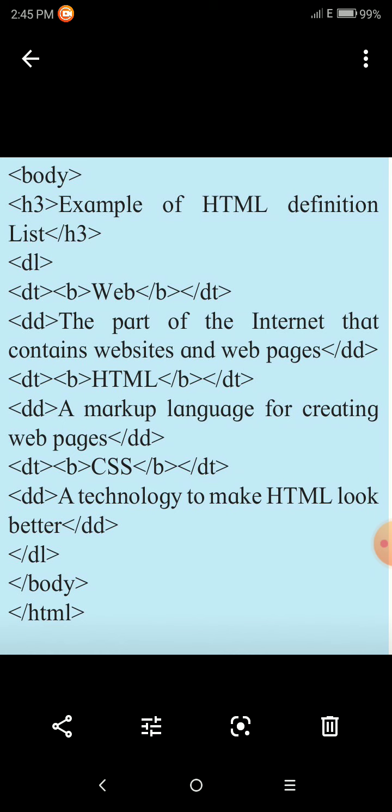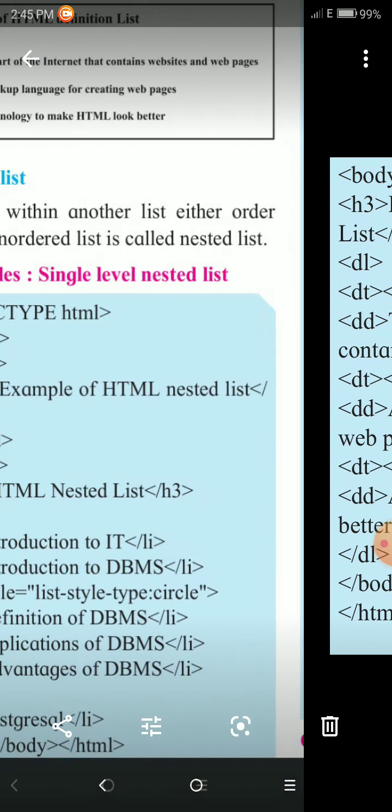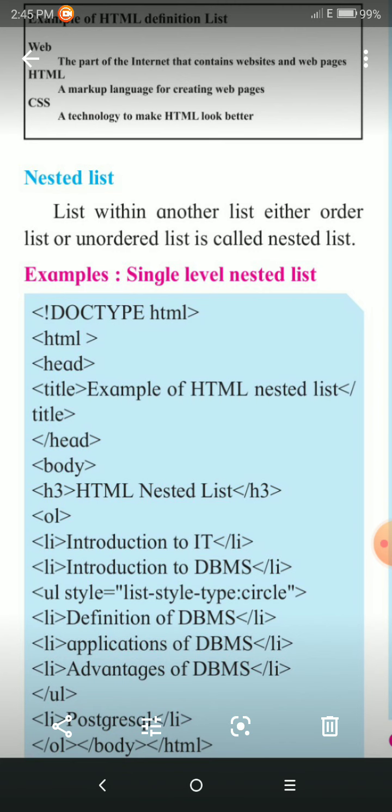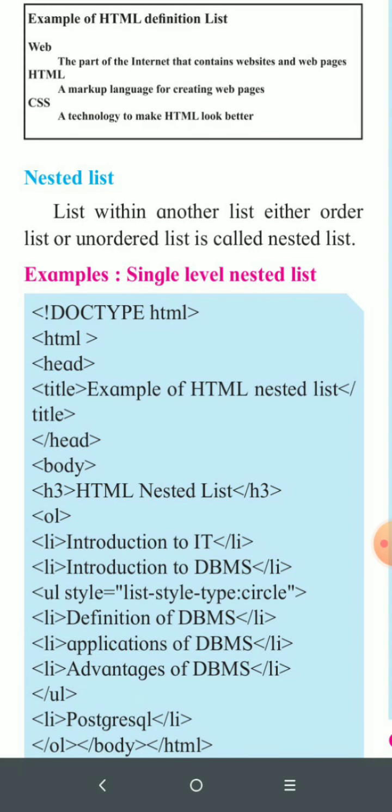So we can see more tags, and also check the output. We can see the example of an HTML definition list. The term web appears in bold as a title, and DD is displayed as a paragraph, so that the definition is displayed.